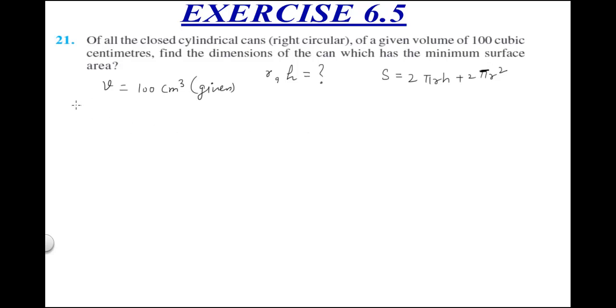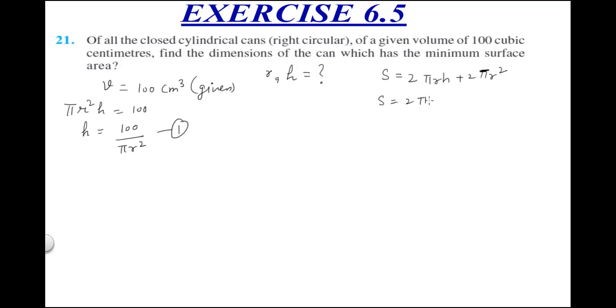So just see carefully, what is the volume? Pi r square h equals 100. Now we can find out the value of r or h from it, and can convert the surface area into just one variable, either r or h. So if I calculate the value of h from here, I'll get it as 100 upon pi r square. We will put from equation 1 the value of h in S.